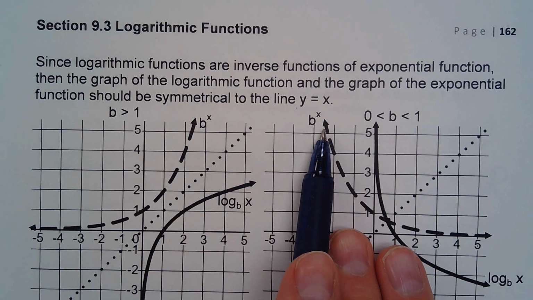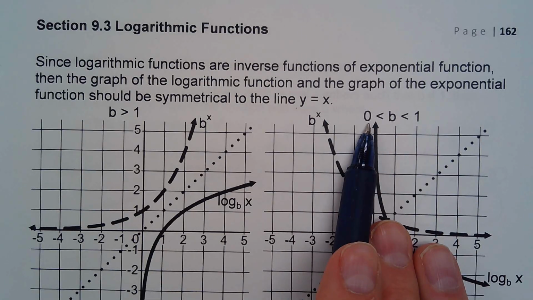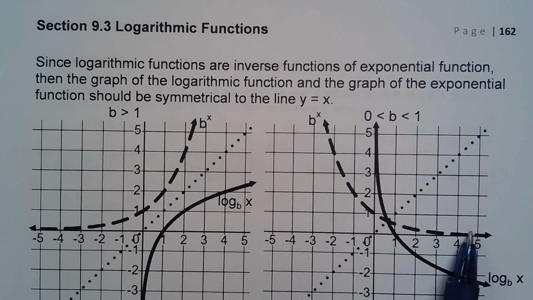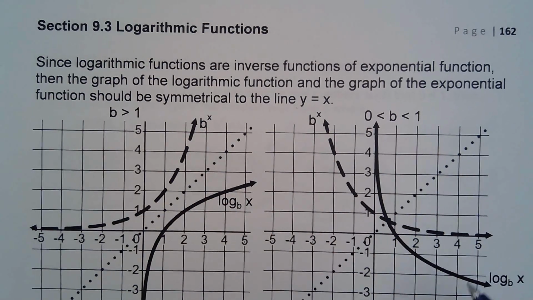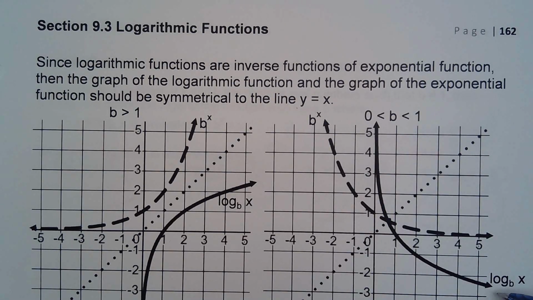Likewise, when b was less than 1 but greater than 0, this dashed line was our exponential function. If I reflect across the y equals x line, this is going to be my log function.